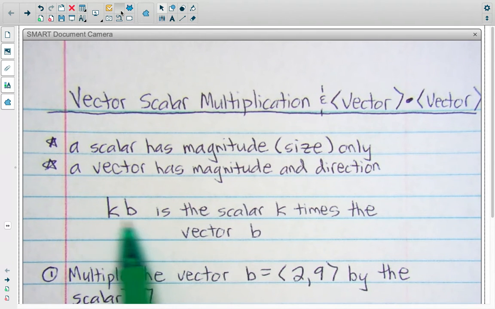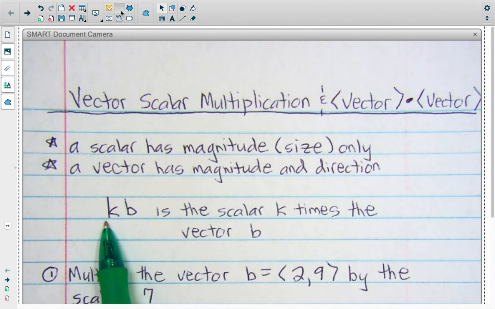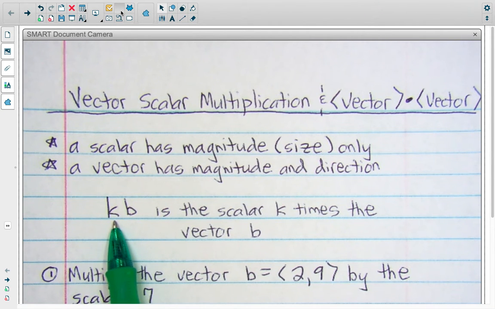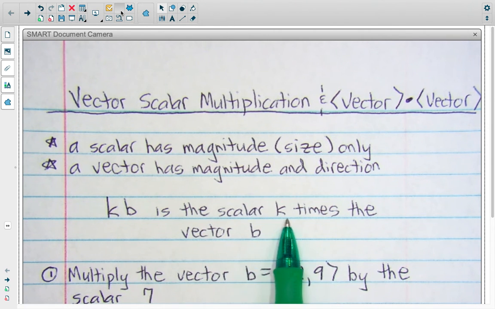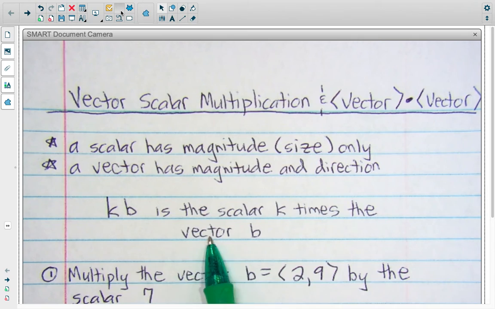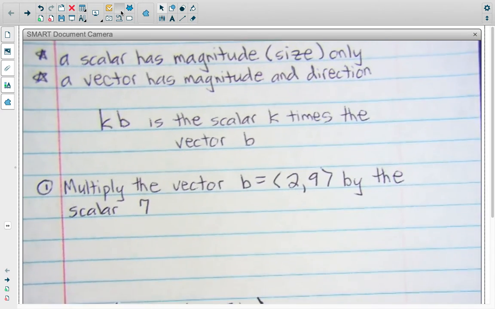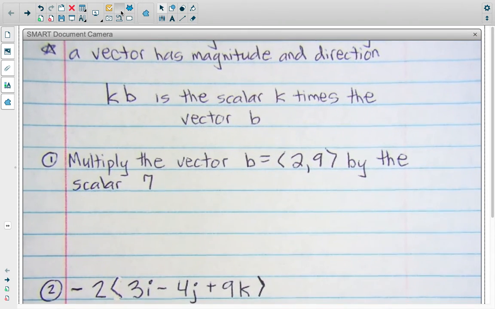So if I see something like this, k is normally what they use to represent a scalar, but we know that the variable can be any variable that we want. And then b is whatever the vector is. So a scalar, we will multiply that times the vector. These are very straightforward, very similar to polynomials. The only difference is now we're working with vectors.